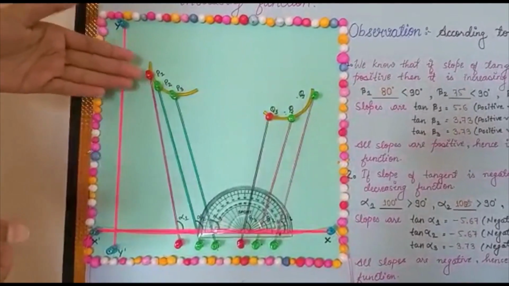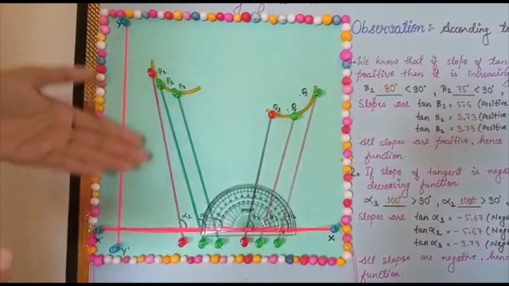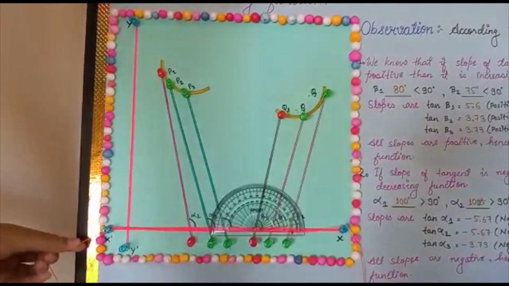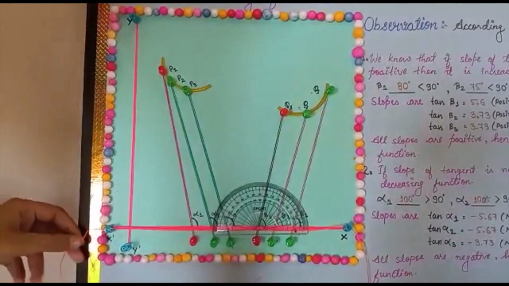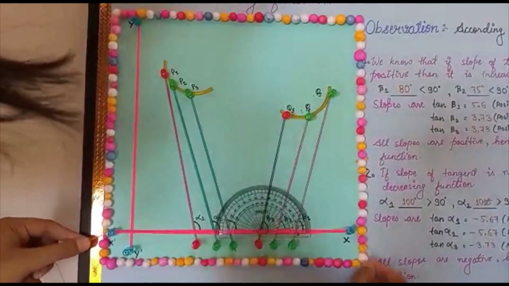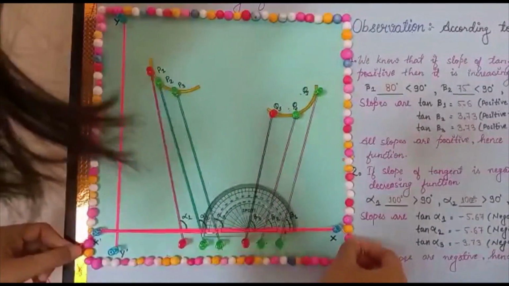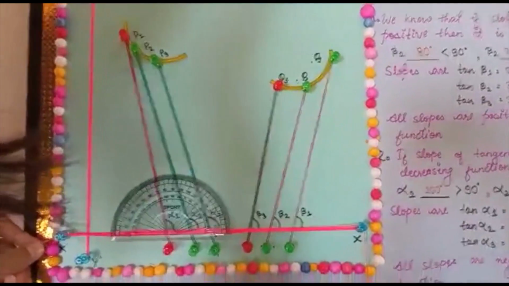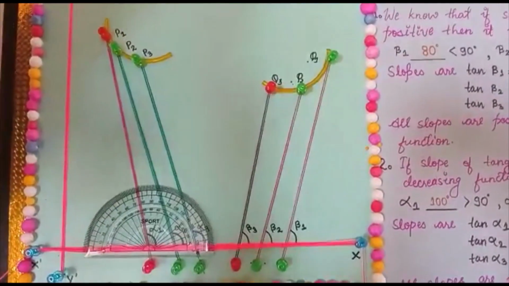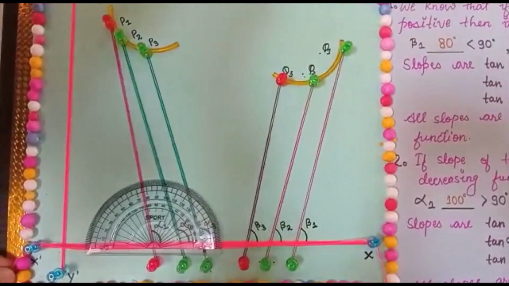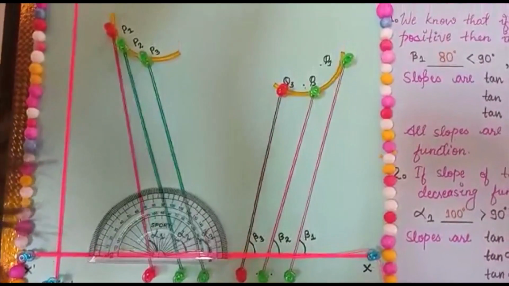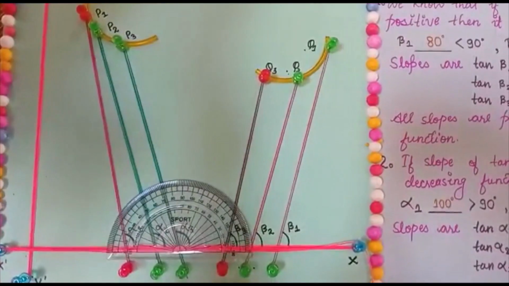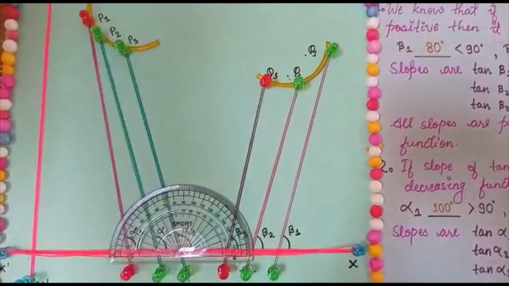From the points P1, P2, P3, we have taken the tangents and joined them to the x-axis. So let's see the angles alpha 1, alpha 2, alpha 3 by measuring them with the help of a protractor. In alpha 1, the value is greater than 90 degrees, approximately 100, and in alpha 2 the value is also greater than 90 degrees. Similarly in alpha 3 also the value is greater than 90 degrees.